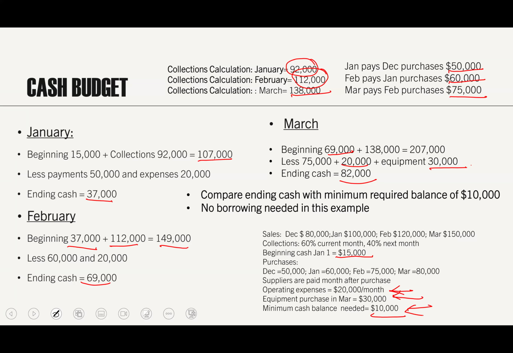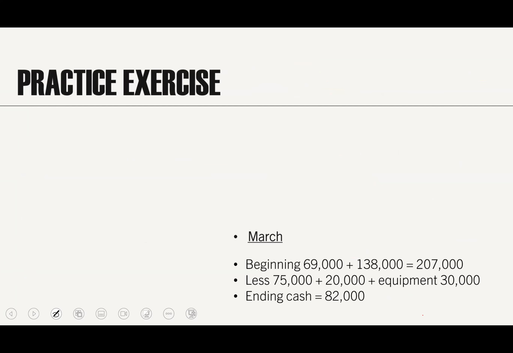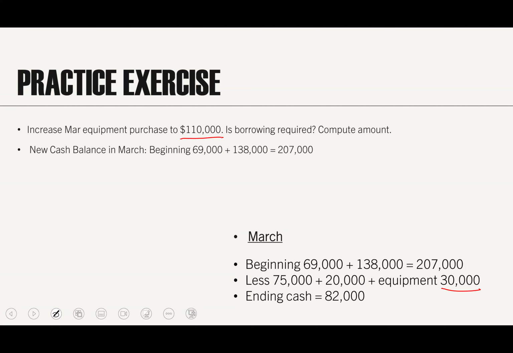But borrowing and interest calculation is interesting. So let us try to tweak the example a little bit. I just copied the budget that I just made for the month of March so that I can show you what happens with a small change. Suppose the question says my March purchase of equipment, instead of $30,000, is much bigger, 110,000. What would my revised March budget look like? Everything else will remain the same.